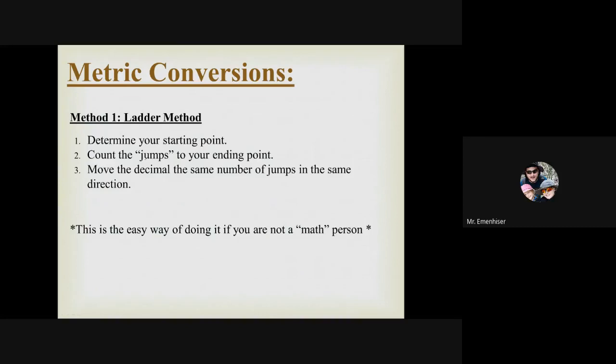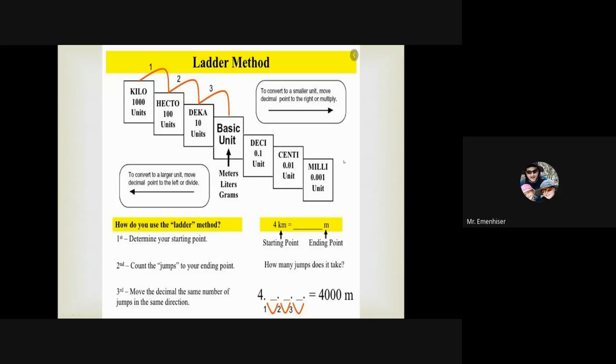All right, here's our ladder method. You determine the starting point, count the jumps to your ending point, and move the decimal the same number of jumps in the same direction. This is the easiest way to do it if you're not a math person. So if I want to go from 4 kilometers to meters, let's circle where we start. We're going to start here, and we need to go 1, 2, 3. The base unit has meters, liters, and grams. So if we're going from kilometers to meters, start here and move once, twice, 3.